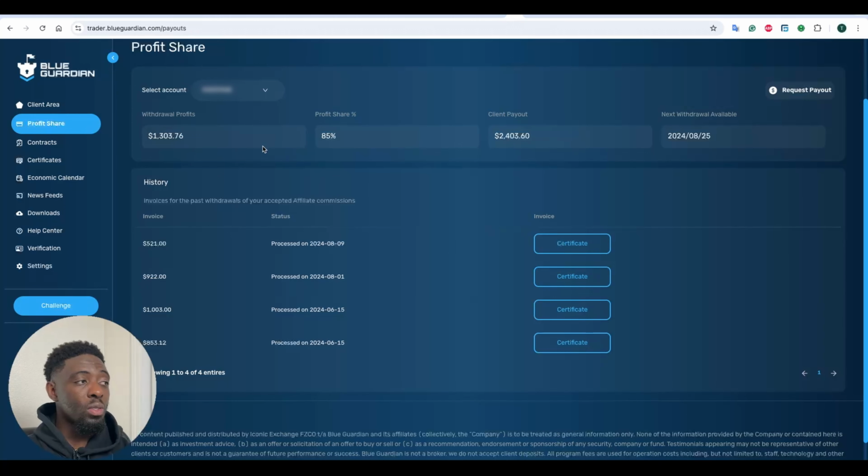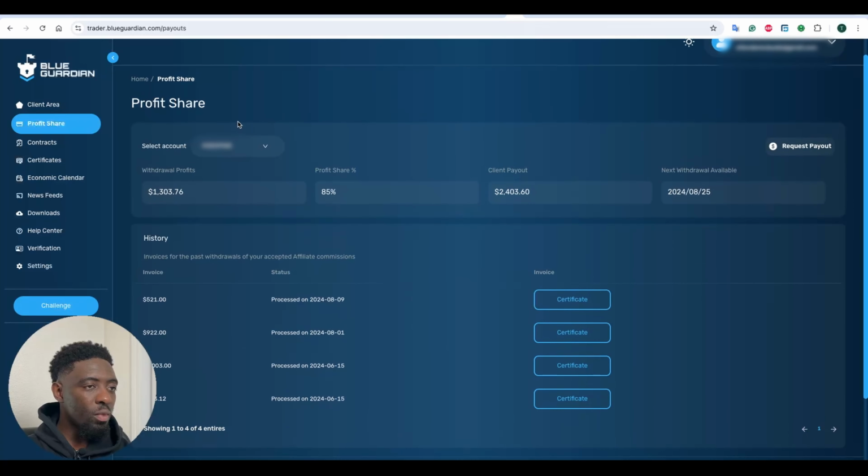On this account, the first account, because I replicated these trades on two different accounts, just the same trading idea but on two different accounts, I'm going to go ahead and do a payout request. Once you get to the payout page, right here, it shows you the previous ones. You can get your certificate as well, but all you have to do is hit this request button.